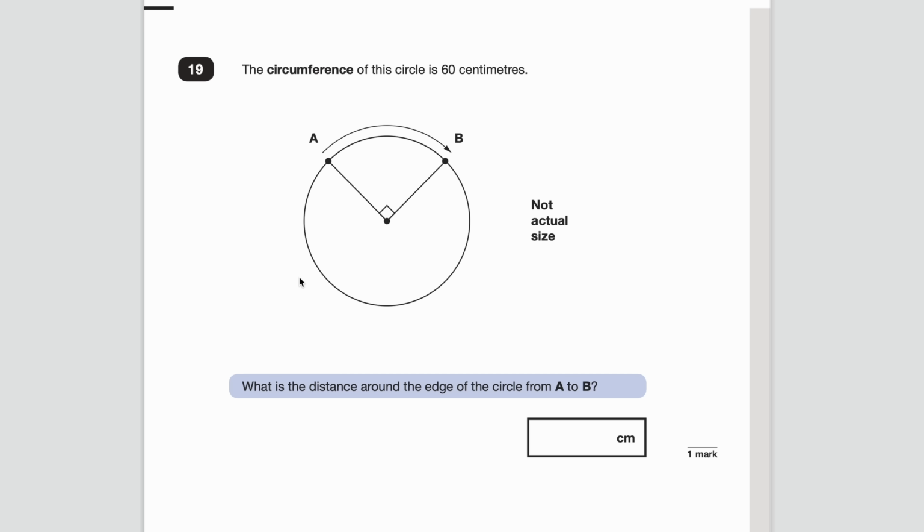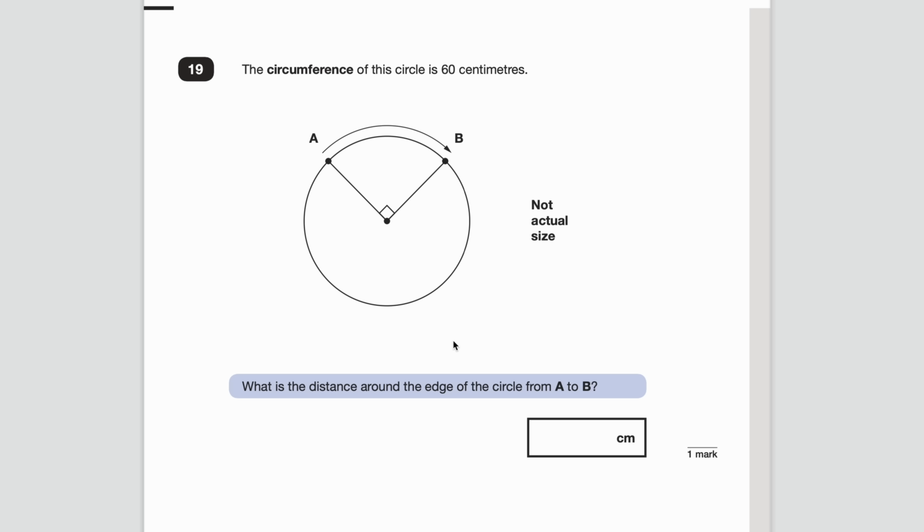821. Number 19, the circumference of this circle is 60 centimetres. What is the distance around the edge of the circle from A to B? Now, it may look like they've not given us a lot of information here. However, the circumference is this entire line. So if you were to walk around this circle, that's the circumference. We can see that they've put a right angle mark in here. So we know that this is a quarter of the circle.